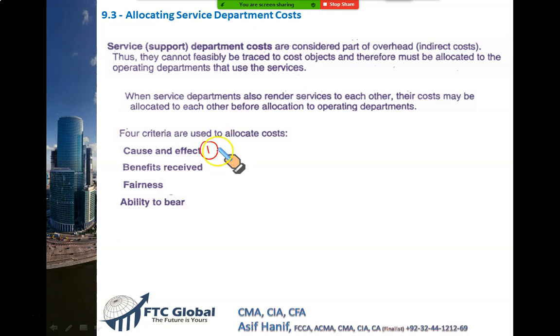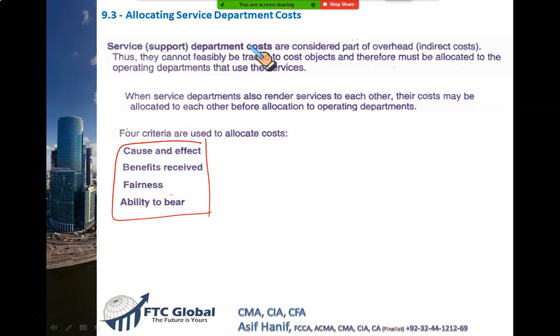If it is not possible, go for this. If it is not possible, go for a fair basis. But this is the worst method. It should be used in absolute desperate conditions. Very bad method. Ability to bear. It's like which department is doing well, you charge more cost to that department. Anyways, these are the 4 methods to allocate our support costs.